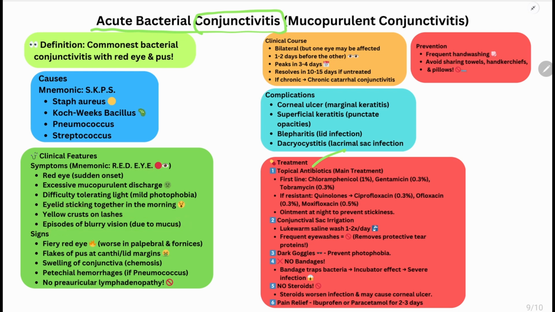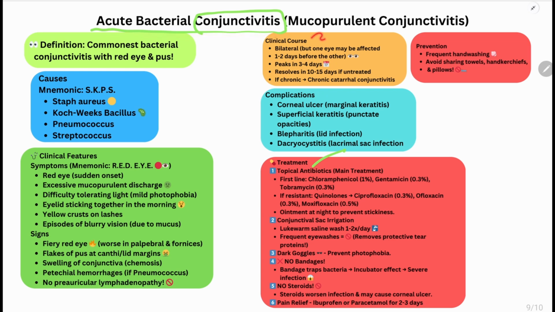So these are the symptoms, and the signs are fiery red eye, flakes of pus at canthi or mid eye. For example, if this is the eye, you will see pus at canthi or eye margins, swelling of conjunctiva, which is a cardinal feature of inflammation, petechial hemorrhages, and the most important point is you don't see any kind of periocular lymphadenopathy. So these are the signs that you must see in your patient if you suspect acute bacterial conjunctivitis.